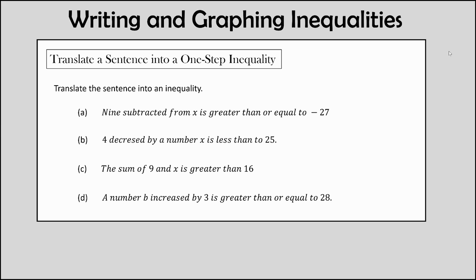Now we're going to write a one-step inequality to represent a scenario. So a one-step means there's addition or subtraction or multiplication involved in it. And again, here we have to really make sure we read carefully as to how we're going to write our inequality. So the first one says 9 subtracted from x is greater than or equal to negative 27. So 9 subtracted from x looks like this. It's x minus 9. Okay, x minus 9 is greater than or equal to negative 27.